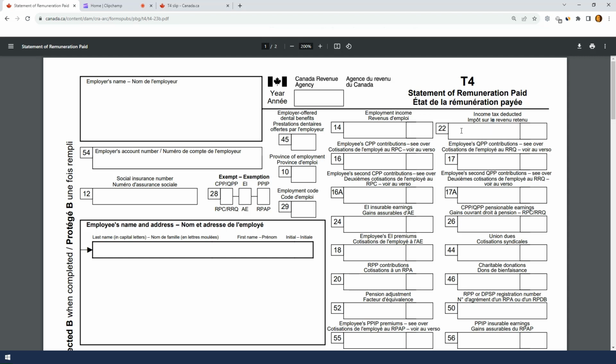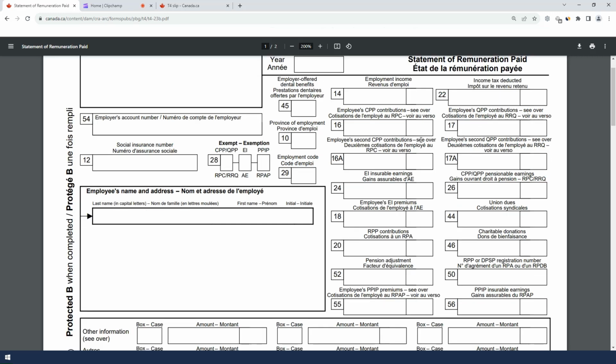So that's why this box 22 is very important, because if you don't enter it correctly, or if you don't enter it at all, then you're not giving yourself the correct calculation. Hopefully, you've paid too much taxes and then you get a refund. Now, all of the other boxes are important, of course, but box 14 and box 22, in my opinion, are the most important.